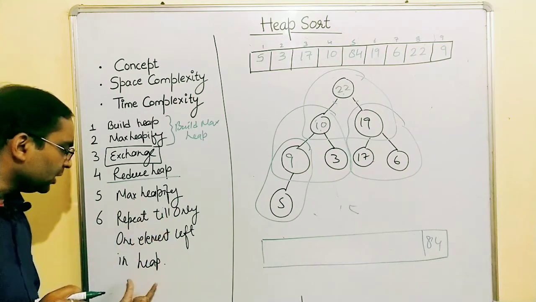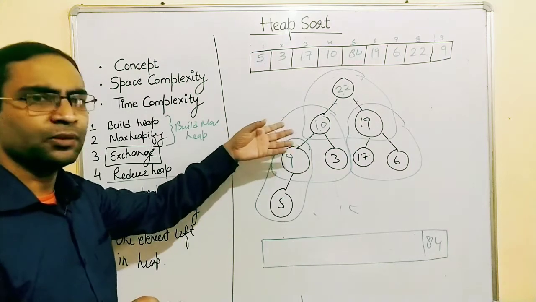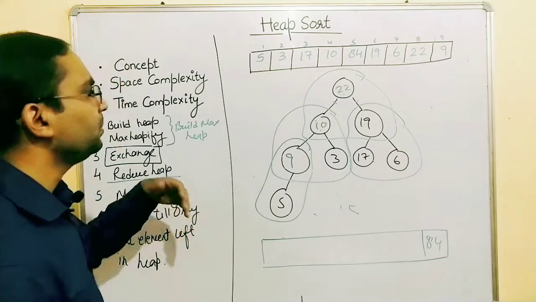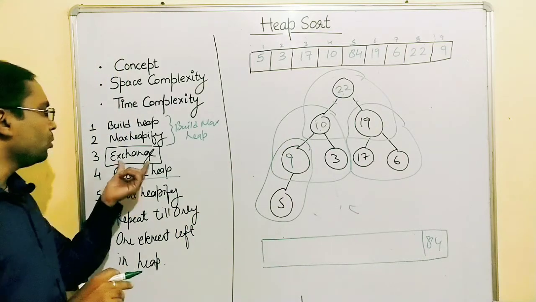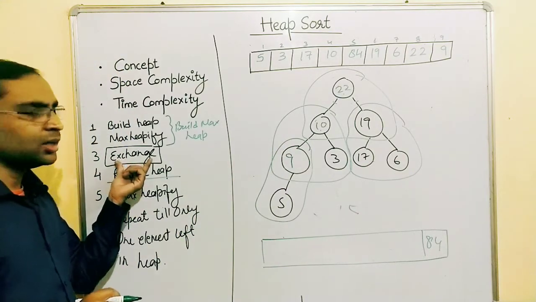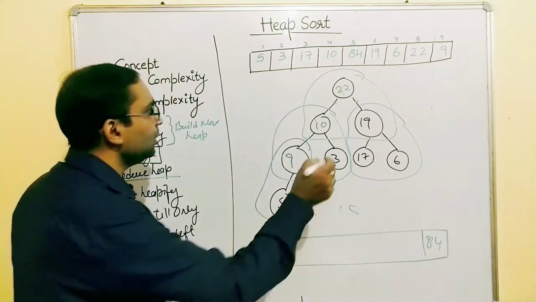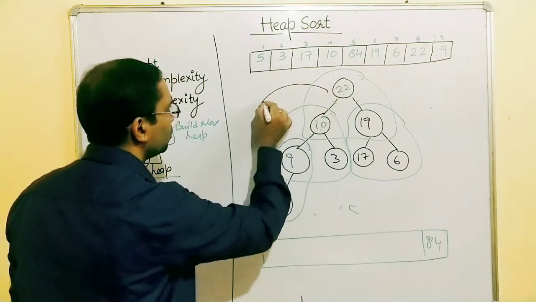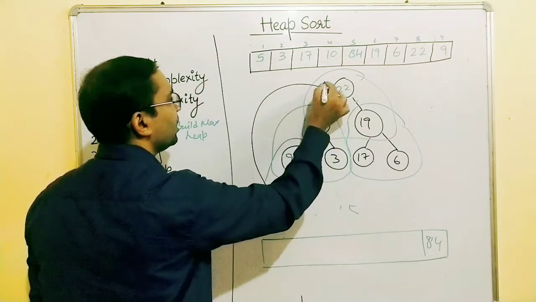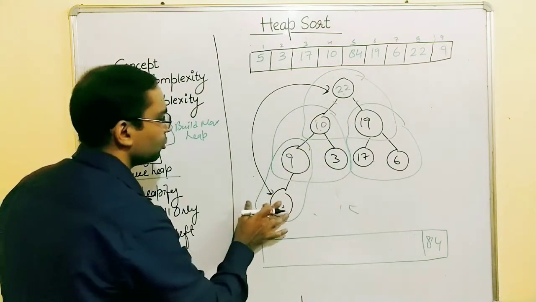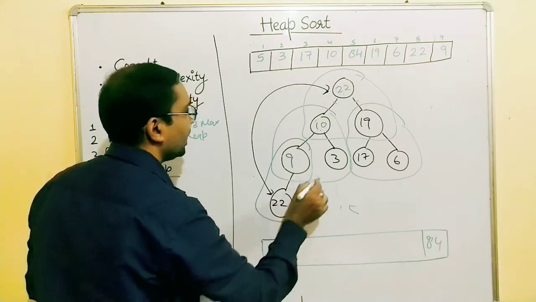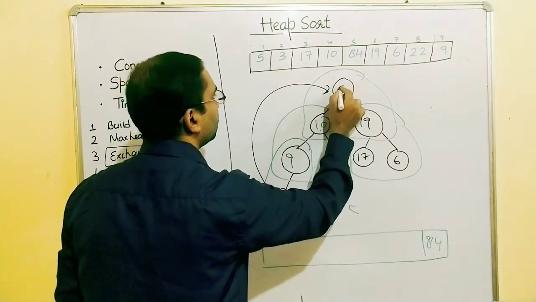Now we need to repeat till we are left with one element in the heap. We are having lots of elements, so we'll repeat this step. What is the step? We'll go back and we'll exchange. Again we'll exchange two elements: this 22 and 5, the root element with the last element. So 22 will come here and 5 will go up.